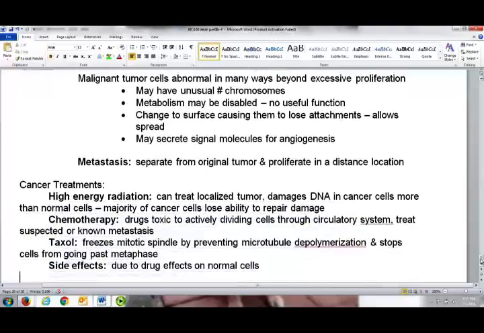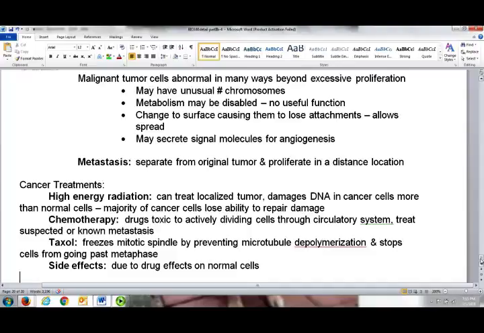So with cancer treatments, sometimes a tumor can be removed surgically, other times it can't. High energy radiation can be used to treat localized tumors. These will damage the DNA in the cancer cells, and it will damage the cancer cell DNA more than the normal cells. The majority of the cancer cells lose their ability to repair damage, so the idea is that you can damage those cancer cells enough to actually kill the tumor. This is useful when you have a localized tumor. You can't do radiation all over the body because it's too damaging.